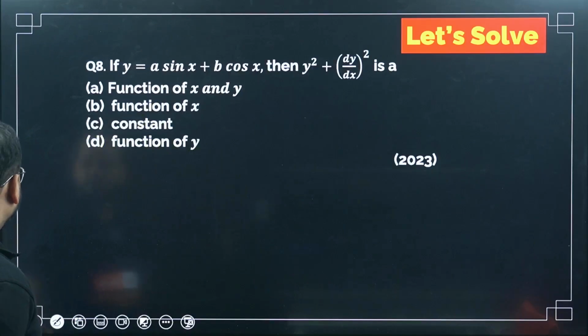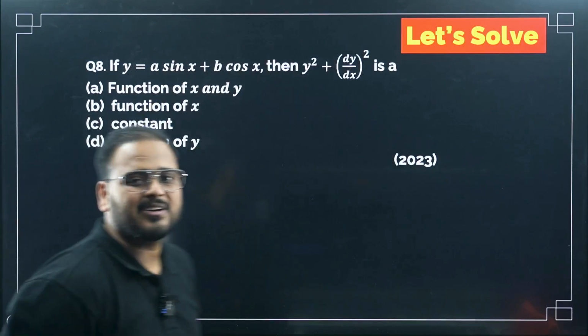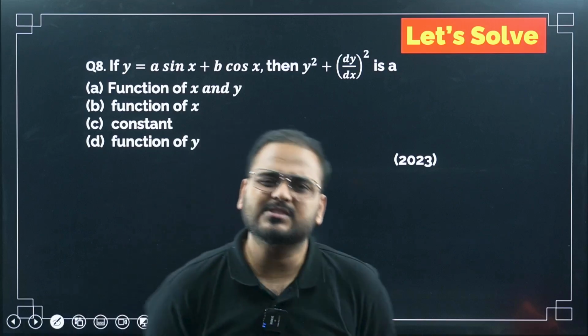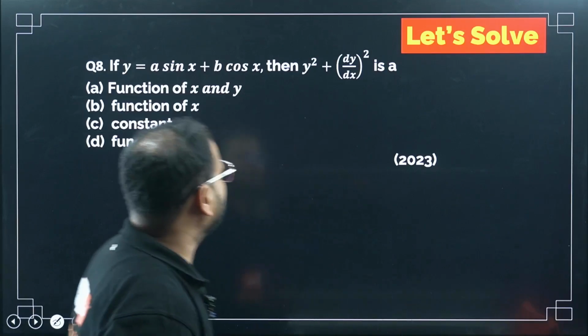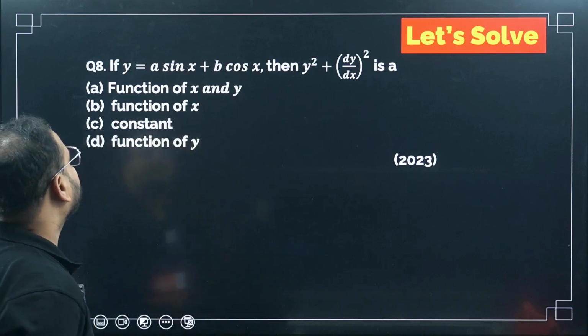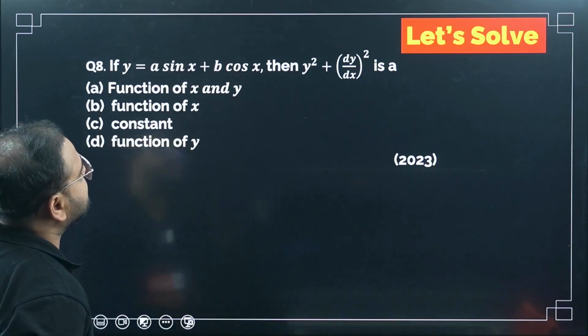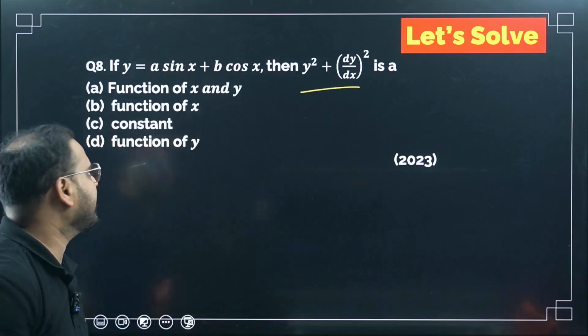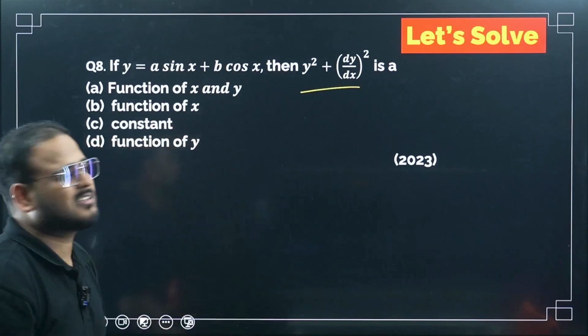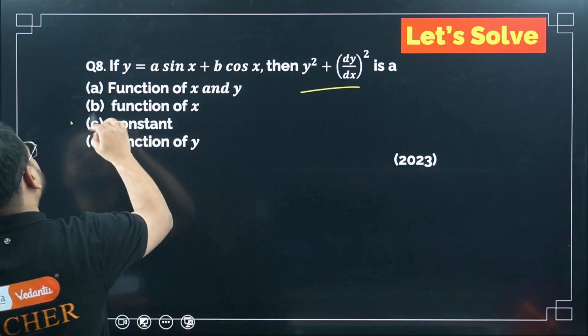Moving on to question number 8. Simple problems. I think continuity was easy, right? Continuity and differentiability was very easy. Let's see. y equals a sin x plus b cos x. They're asking us to check what this is: a function of x and y, a function of x, a function of y, or a constant.